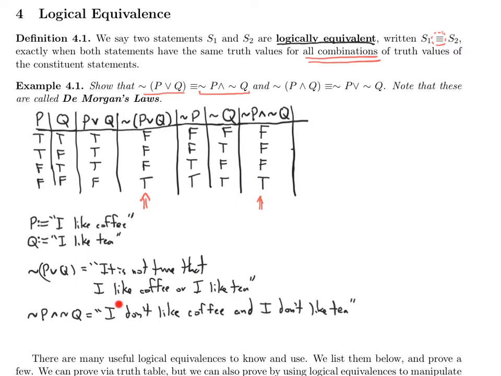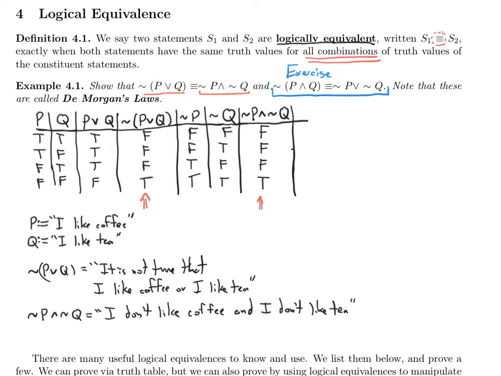So if I say it's not true that I like coffee or I like tea, if that's not true, well, what must that mean? Well, that means that I don't like coffee and I don't like tea. Since I like coffee or I like tea would be true if at least one of these guys is true. So if it's untrue, then it means that I don't like coffee and I don't like tea. So you can see in words how the logical equivalence works. I will leave this one here as a small exercise for you guys. Follow the exact same procedure that we did for the first example.